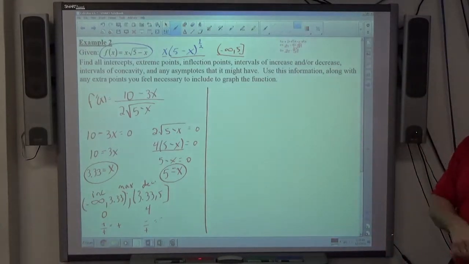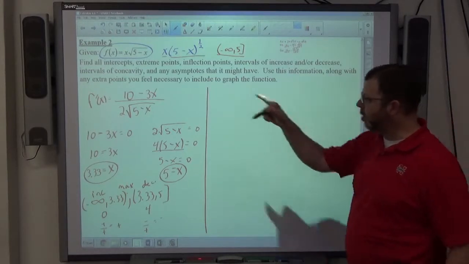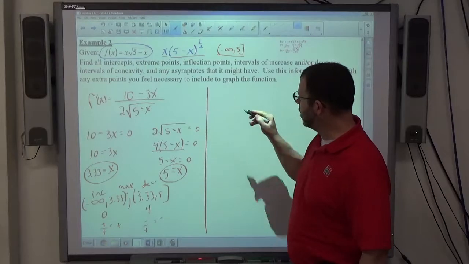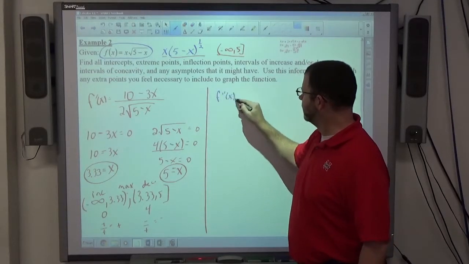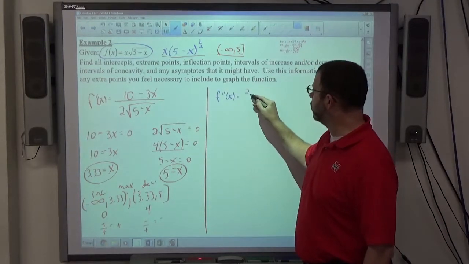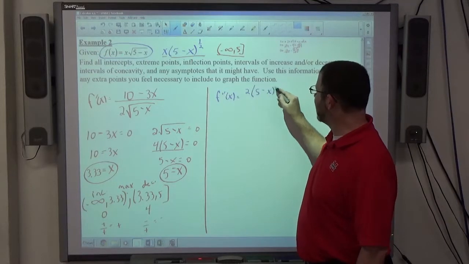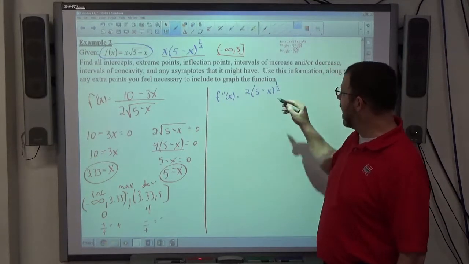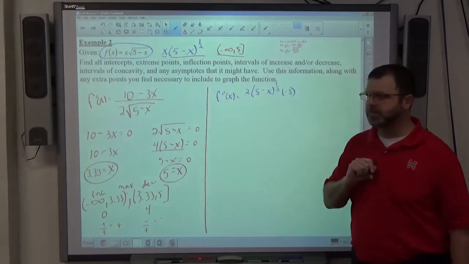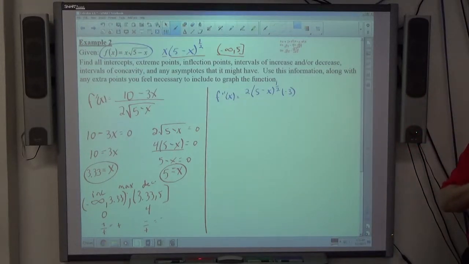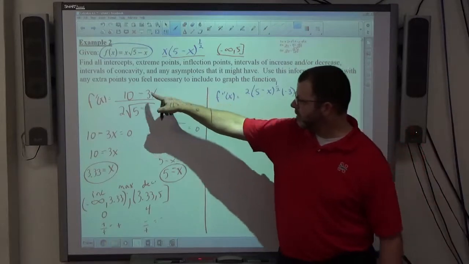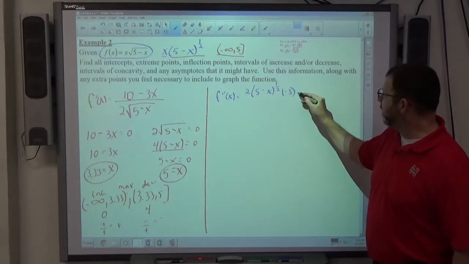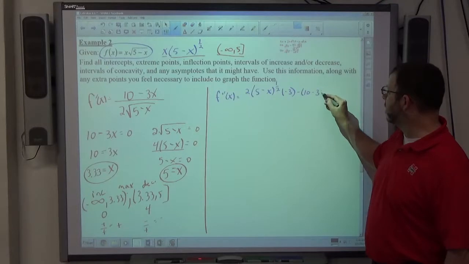Second derivative. Notice the function itself is a quotient, so I have to use the quotient rule to differentiate. Low d high minus high d low over the square of what's below. So low is 2 times (5 minus x) to the half. D high is going to be negative 3. Nothing weird about that, right? I used the half power structure instead of the radical structure, but d high was easy. It's just a polynomial. Minus high d low is going to be minus the top, (10 minus 3x).